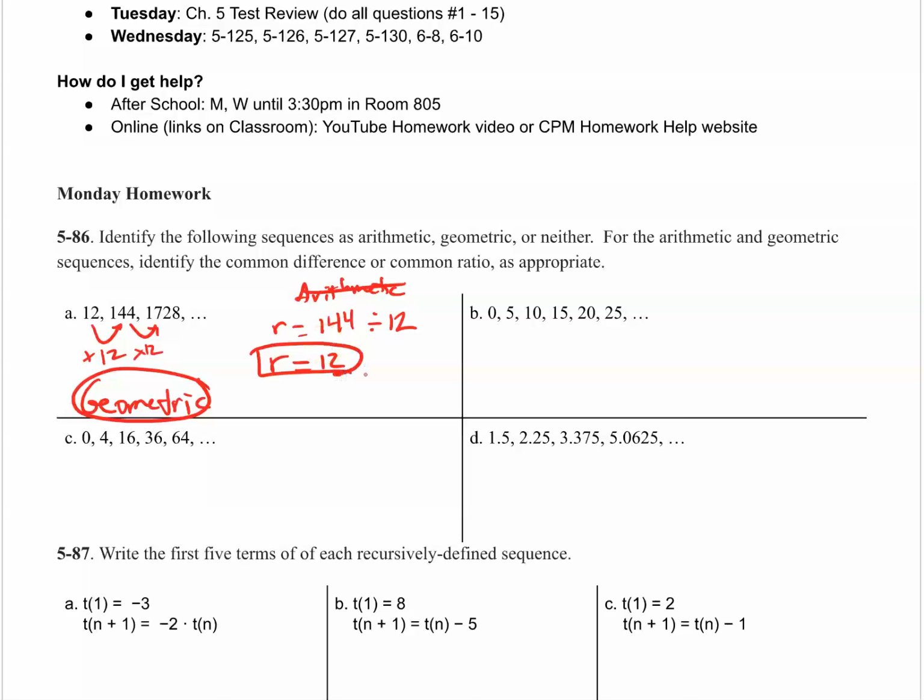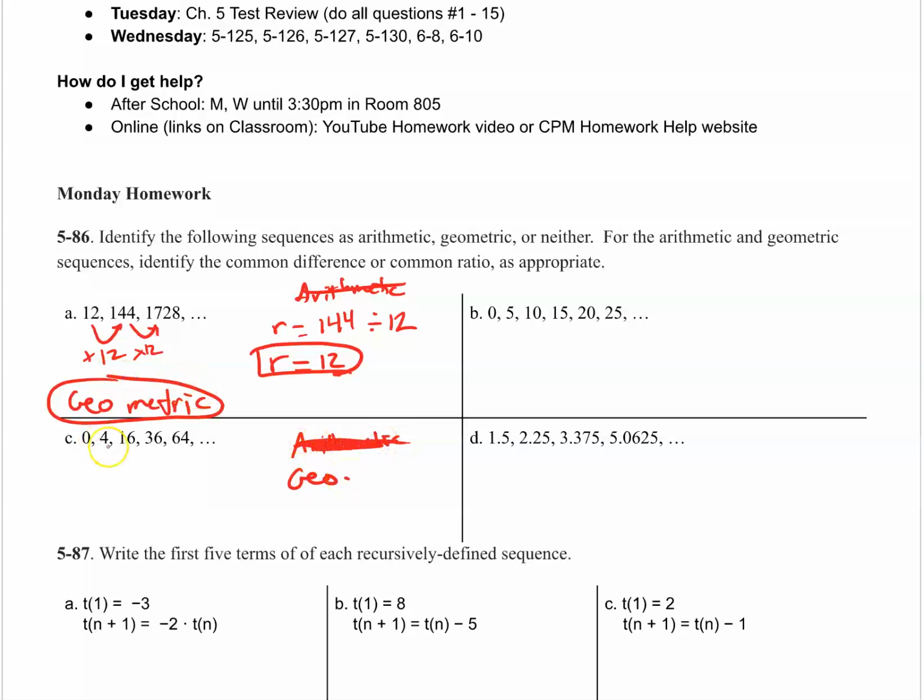All right, let's try C. Okay, 0 to 4, that's plus 4. 4, if we add 4 again, that'll take us to 8, but this list goes to 16. So this is not going to be an adding list. We can't add a constant number to go to the next term. So it's not arithmetic. Now let's try geometric.